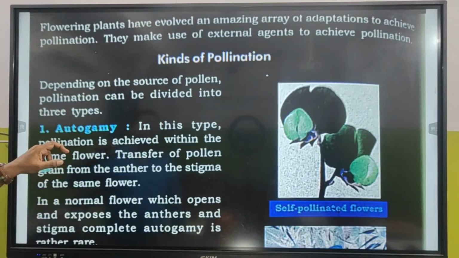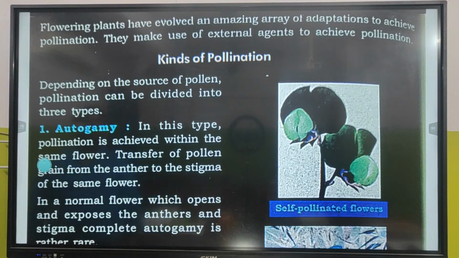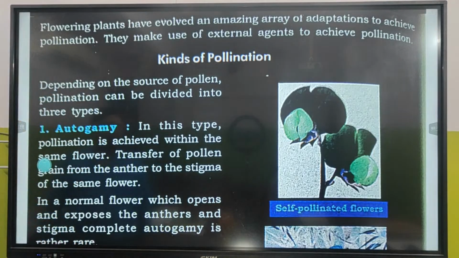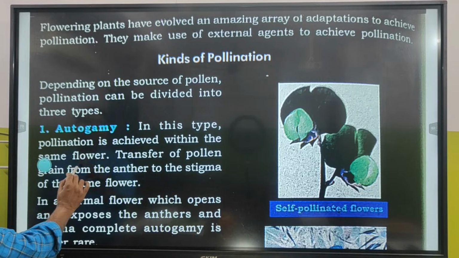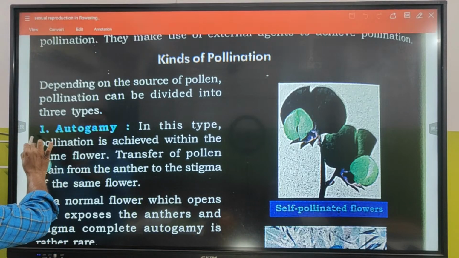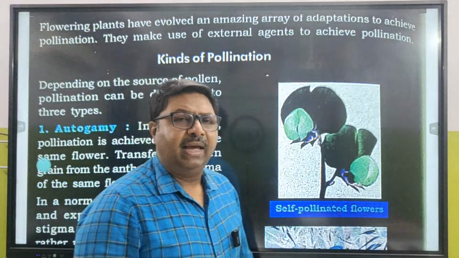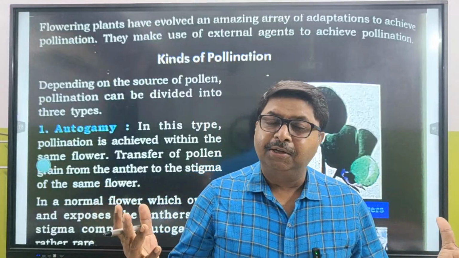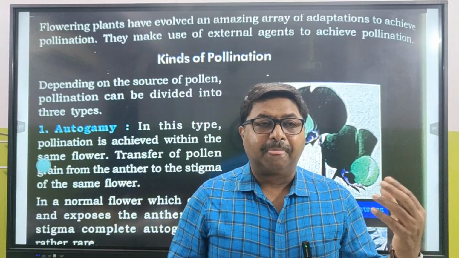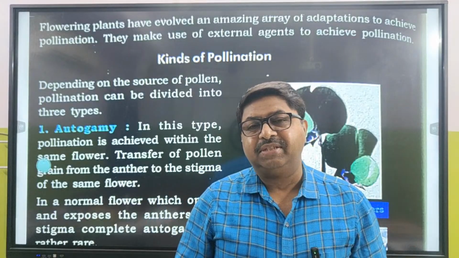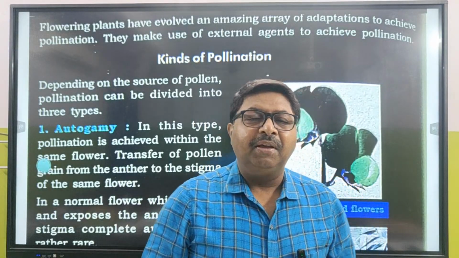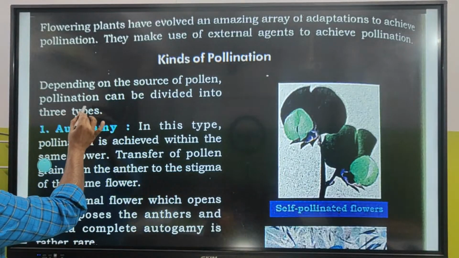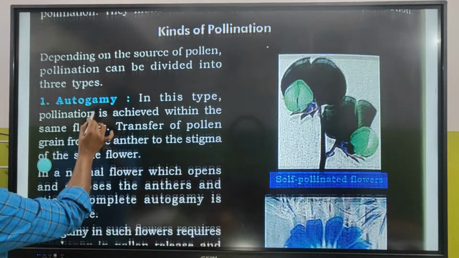Flowering plants have evolved an amazing array of adaptations to achieve pollination. They make use of external agents to achieve pollination. Fine. क्या adaptation लगता है आपको? What are the adaptations they can have to attract the pollinators? Have vibrant colors, sometimes smell, nectar which acts as a floral reward, है ना? तो ये सब उसमें adaptations हैं plant में. Kinds of pollination: depending on the source of the pollen, pollination can be divided into three types. One is autogamy.